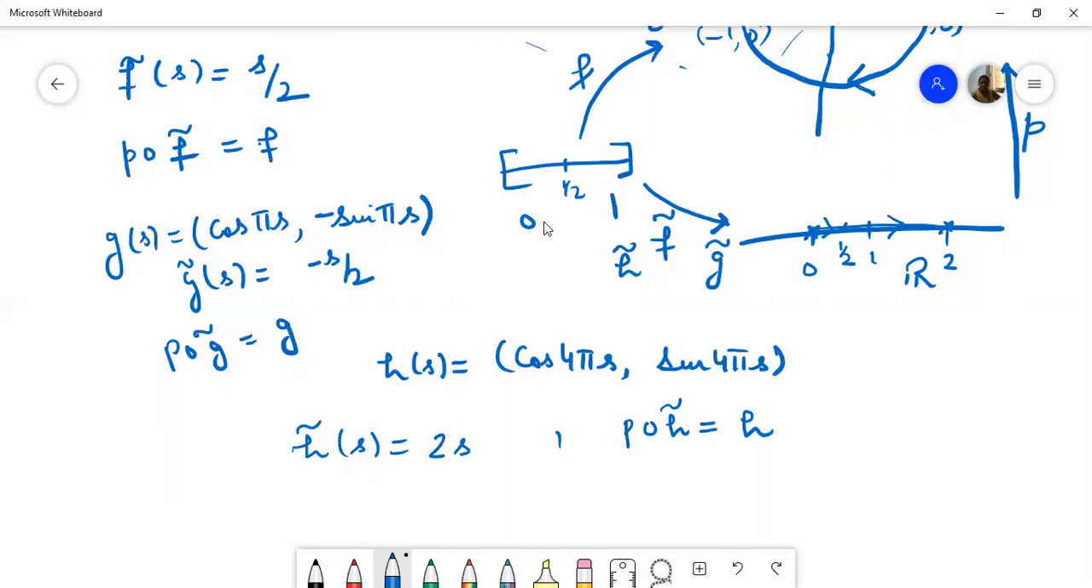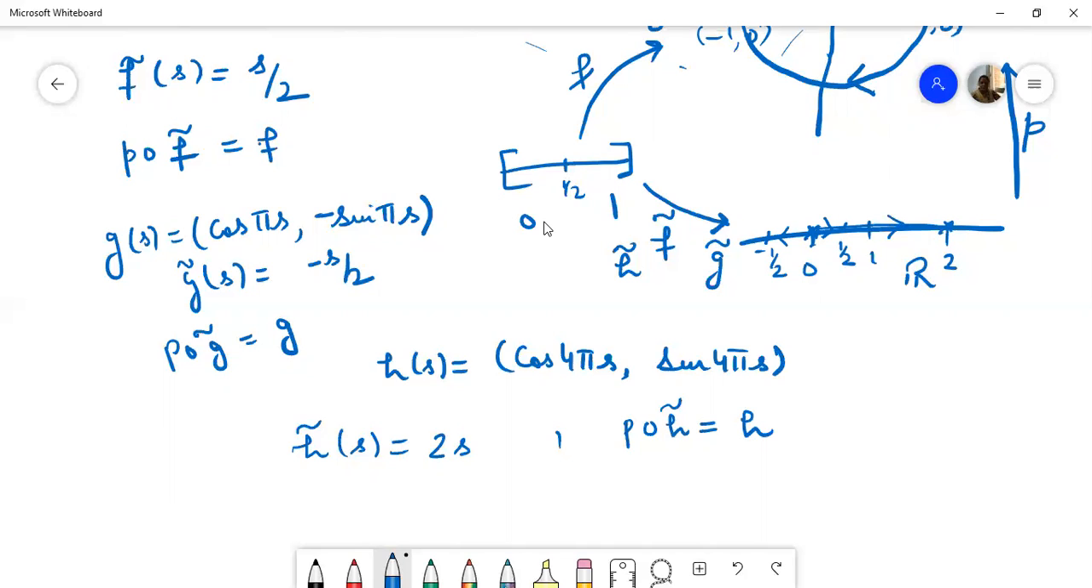Similarly, when we take G, the lifting G curl is given by G curl of s equal to -s/2. If we draw the path G curl, it will be the path from point 0 to -1/2 along this straight line in this direction. Similarly, when we take H to be this map cos 4πs, sin 4πs, the lifting map H curl is given by H curl of s equal to 2s, and that is the path starting from 0 and ending at point 2, again along this straight line.